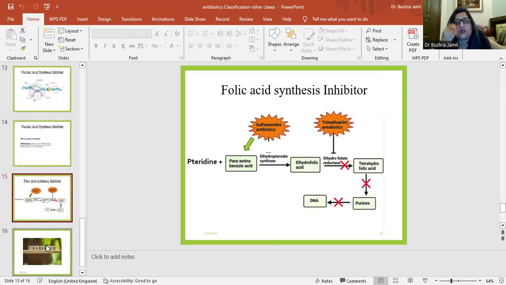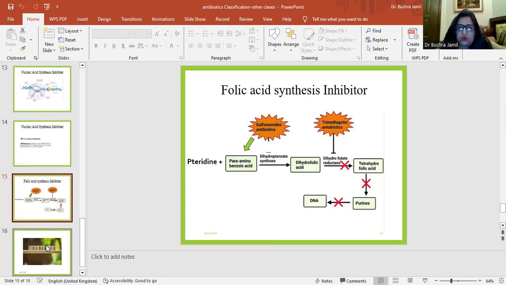Now the last class of antibiotic is folic acid synthesis inhibitors. Humans and other eukaryotes actually consume folic acid from the food. In case of bacteria, bacteria can't take folic acid from the food. It has to synthesize it inside its body. So folic acid is synthesized from two precursor molecules known as pteridine and PABA, or para-aminobenzoic acid.